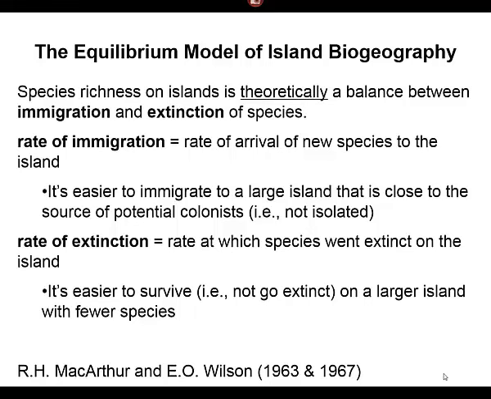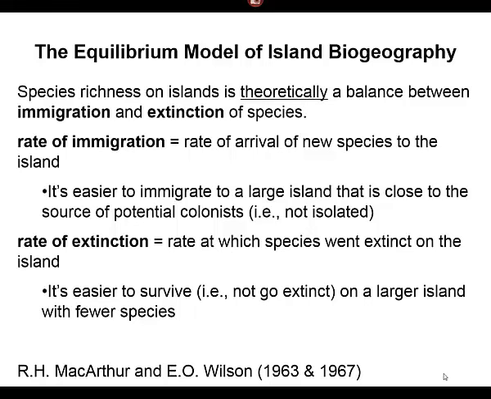So, species richness on islands is theoretically a balance between immigration and extinction rates of species. The rate of immigration is the rate of arrival of new species to the island. And you can anthropomorphize this. It is easier to immigrate to a large island that is close to the source of potential colonists. Okay? In other words, not isolated. The rate of extinction is the rate at which species went extinct on the island. Again, anthropomorphizing it, it's easier to survive, i.e. not go extinct, on a larger island with fewer species because competition will be lower.